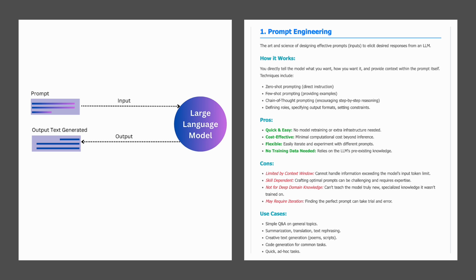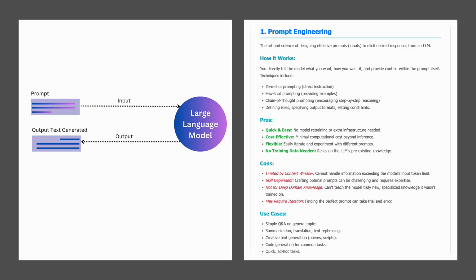Prompt engineering. First up is prompt engineering. This is often the simplest and most accessible way to influence an LLM's output. At its core, prompt engineering is the art and science of designing effective prompts, the inputs we give to the model to elicit the desired responses.